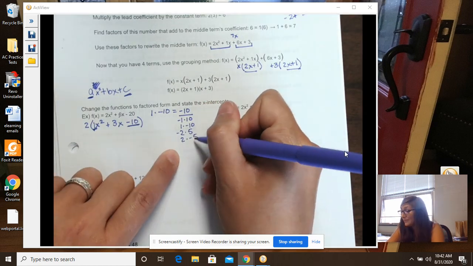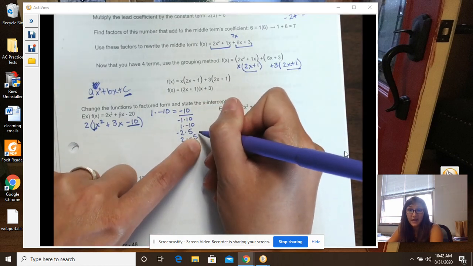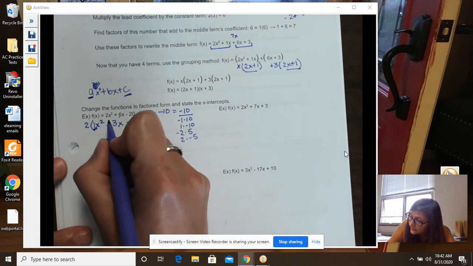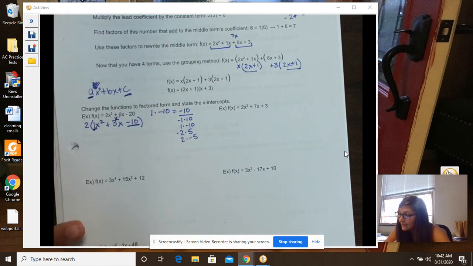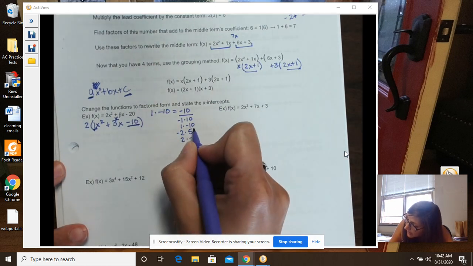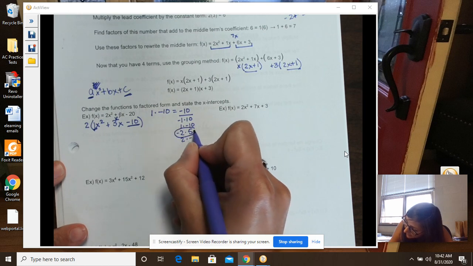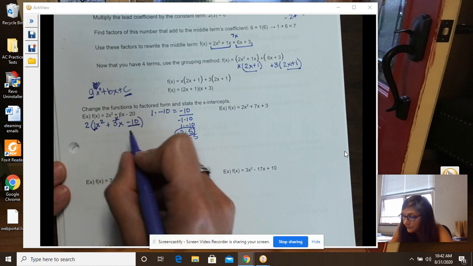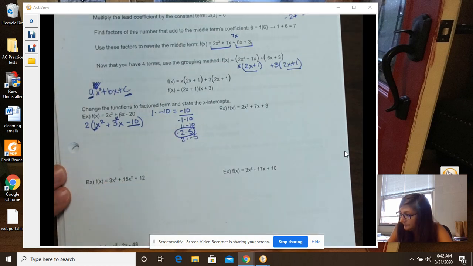And then if I were to keep going, my next thing would be 5. I already have the 5 factors written over here. So I know that's my whole list. And now I want which pair out of this list would add to 3, positive 3. So that's going to be -2 and 5. That means I'm going to rewrite this middle term with -2 and 5.